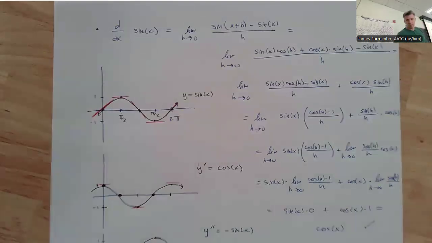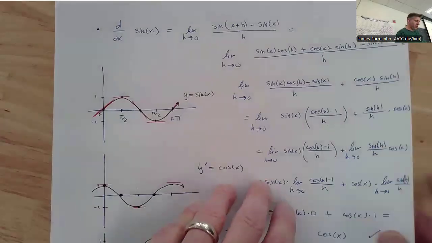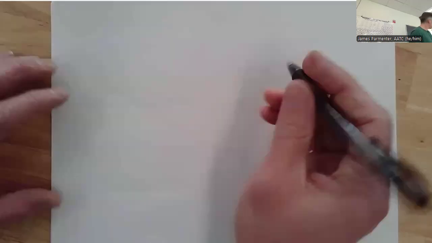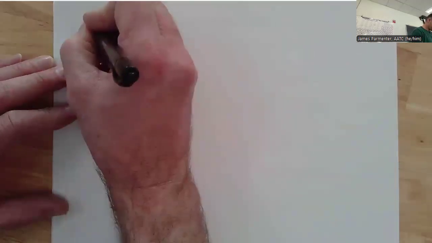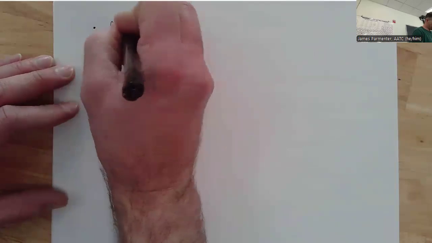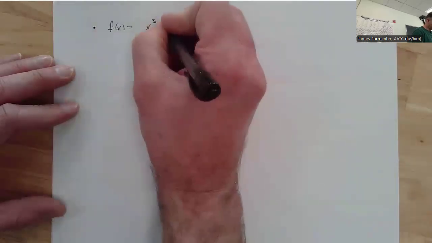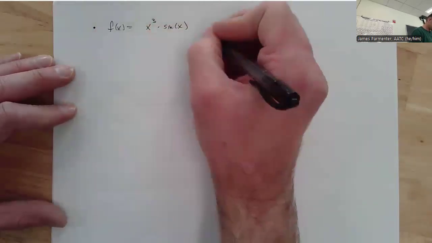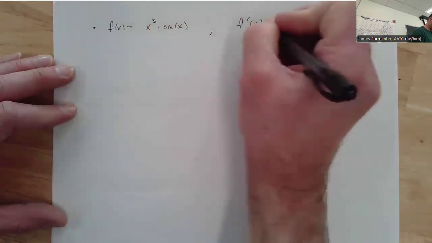So now that we have said that, we can get to what I actually want to say, finally, which is the following. What I really want to answer is: if your function is something like x cubed times sine of x, what's the derivative equal to?